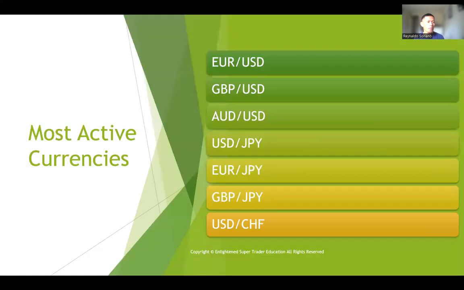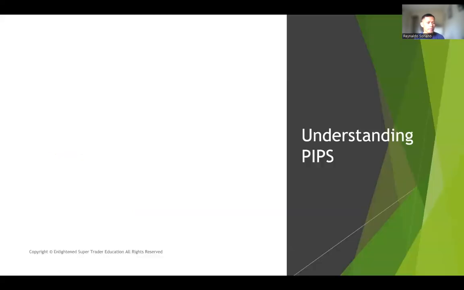Okay, so here are the most active currencies, which are the euro US dollar, the pound against the US dollar, the Aussie against the US dollar, dollar yen, euro yen, pound yen, the dollar against the Swiss franc.